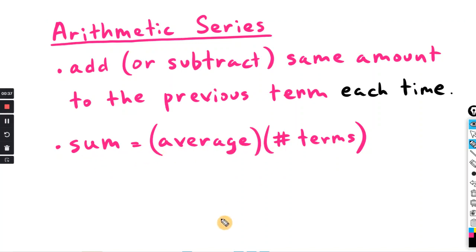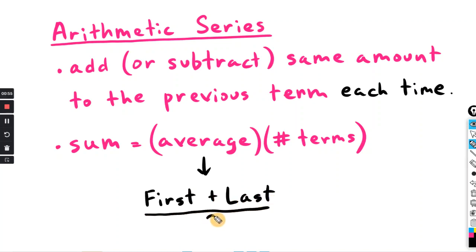And if you want to find the sum of that series, you just take the average of that series and multiply it by the number of terms. So basically, in order to find the average, you just take the first term and add it to the last term, and then divide by 2. And then, of course, you'll multiply that times the number of terms, which is usually designated with the letter n.